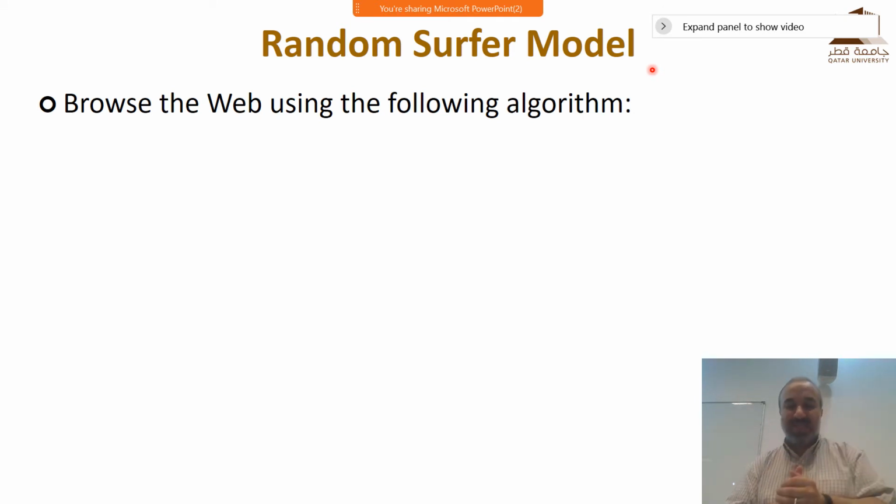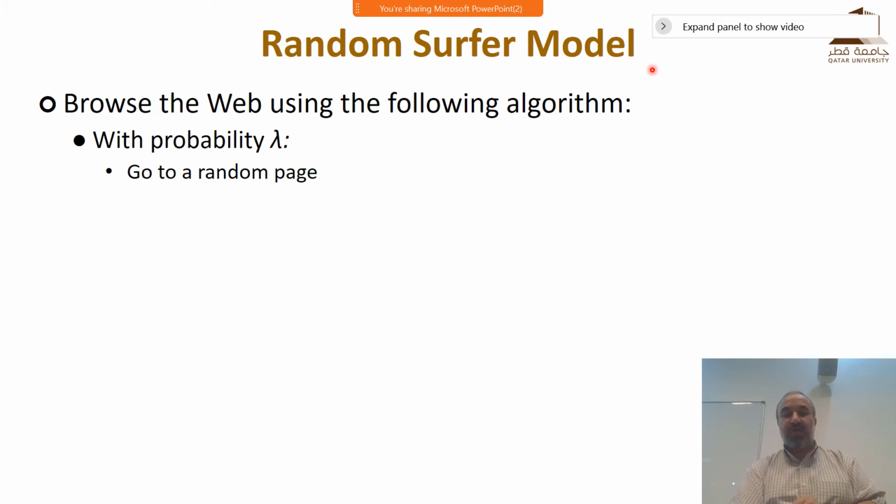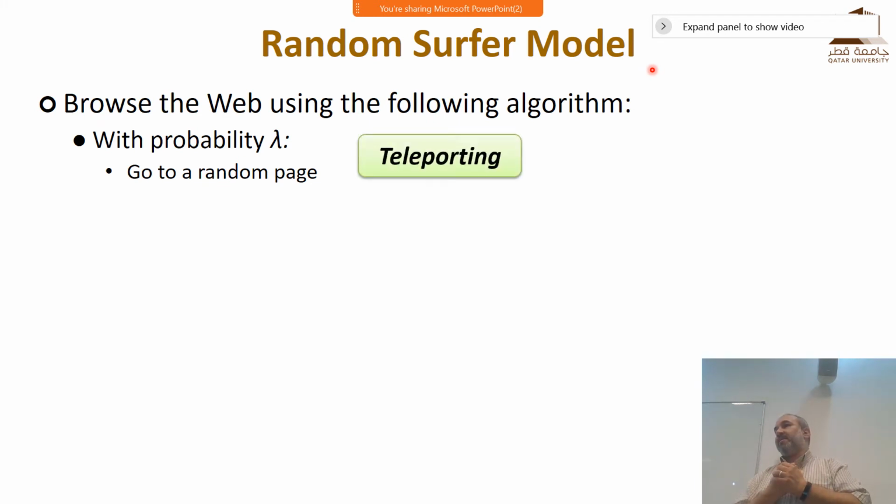So this is explaining the model again. We'll browse the web using the following algorithm: with probability lambda, we will jump to a random page. This is called teleporting. Teleporting means jumping from the current page to a completely random page. So you will not follow the hyperlinks within that page. We'll just jump, and we do that frequently, right? When do we do that?